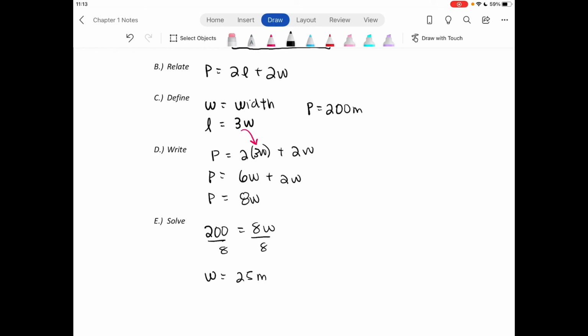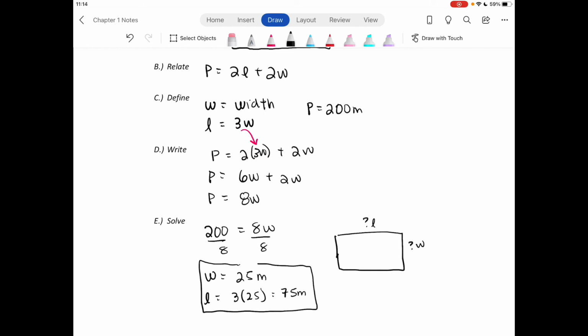But we can't stop here. The problem asked us for the dimensions of our carpet. We need to figure out what exactly is the length and what exactly is the width. We know that the width is going to be equal to 25 meters, but the length is equal to 3 times the width, or 3 times 25, which gives us 75 meters. And this now is our final answer.